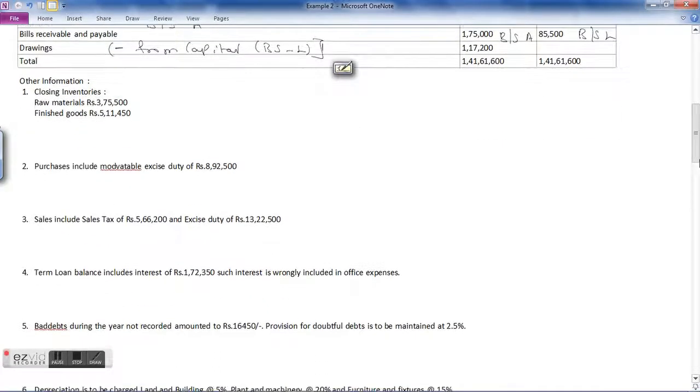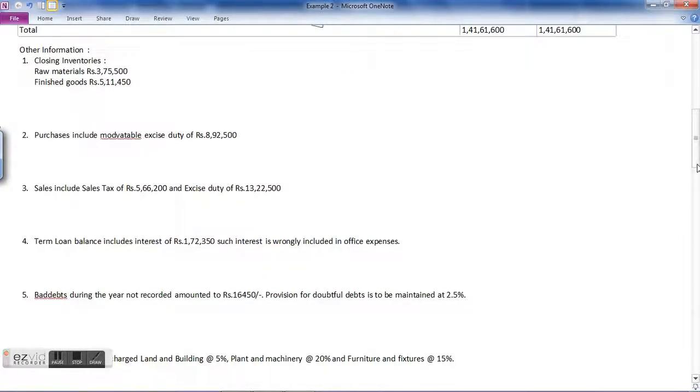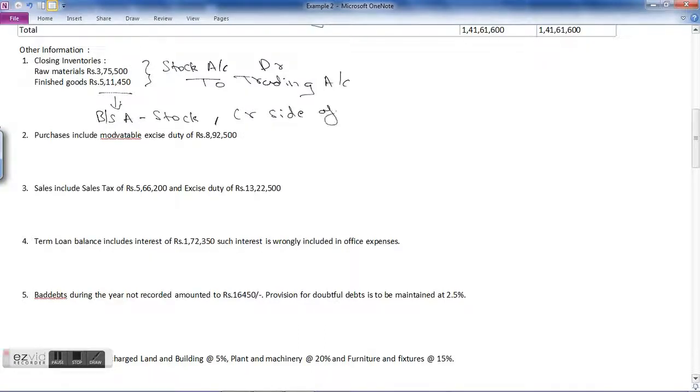First adjustment, closing inventory, raw materials rupees 3,75,500, finished goods 5,11,450. Okay, so this is closing material. Now the journal entry for the closing stock will be stock account debit to trading account. So what will be the two effects of this adjustment? One will be your stock account will show a debit balance. So this amount will come in balance sheet asset side as a stock. And the second effect will be credit side of trading account.